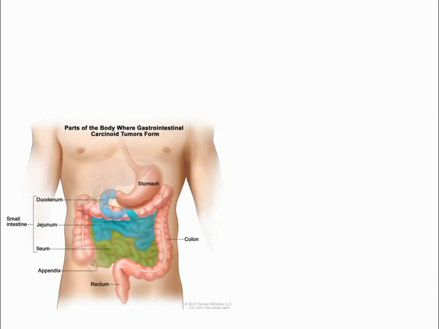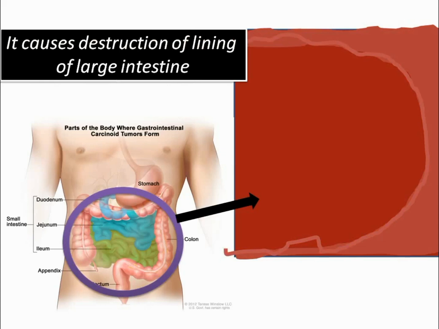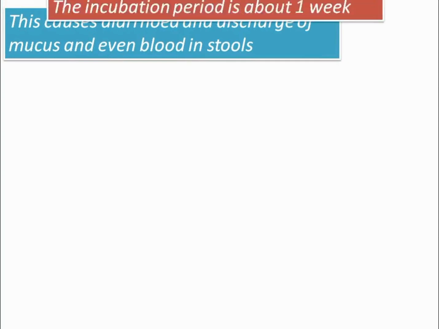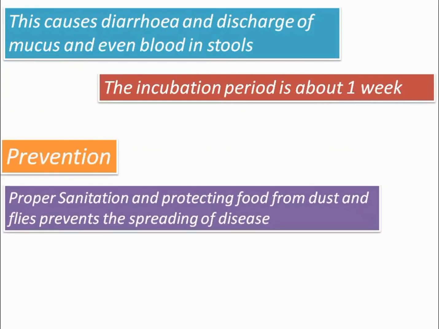So this amoebic dysentery mainly affects the lining of the large intestine. This causes the destruction of the lining of the large intestine. So this leads to diarrhea and discharge of mucus and even blood in the stools. The incubation period is about 1 week. So how do we prevent it? By proper sanitation and protecting food from dust and flies prevents the spreading of this disease. As the disease is caused by the contamination of food, the food should be protected, right?